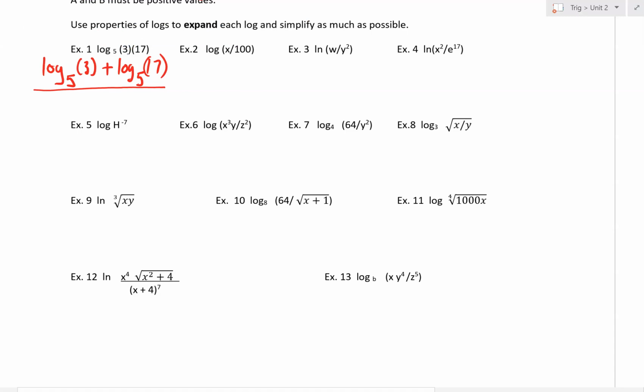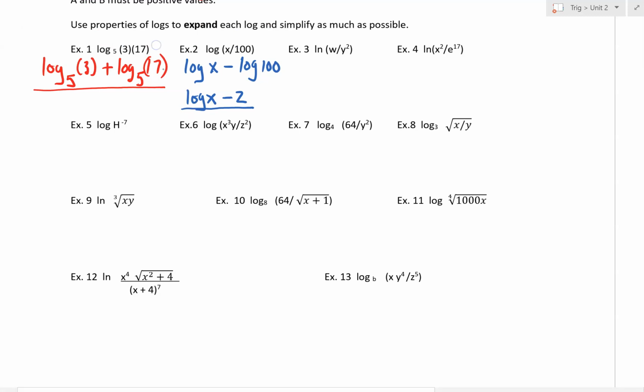The next one says log of x divided by 100. Division means subtraction. So log of x minus the log of 100. Looking at log of x, there's nothing else to do. That one is simplified. Looking at log of 100, this is saying 10 as a base. So 10 to what power would give you 100? That would be 2. So this one you would write as log of x minus 2. That would be our answer.